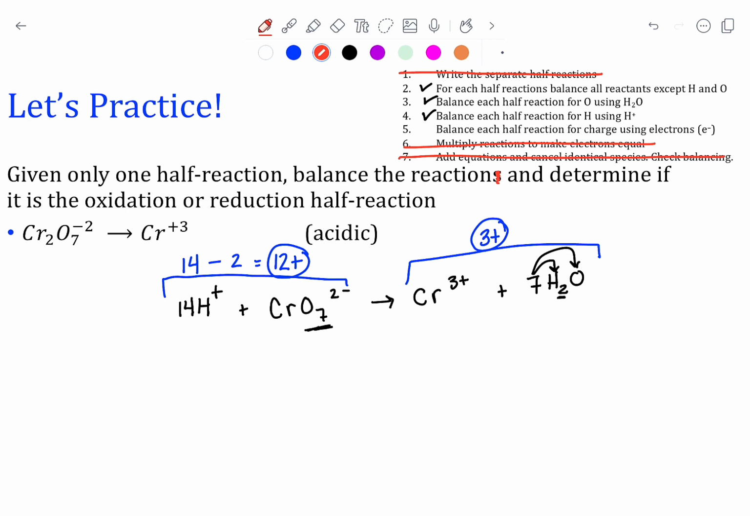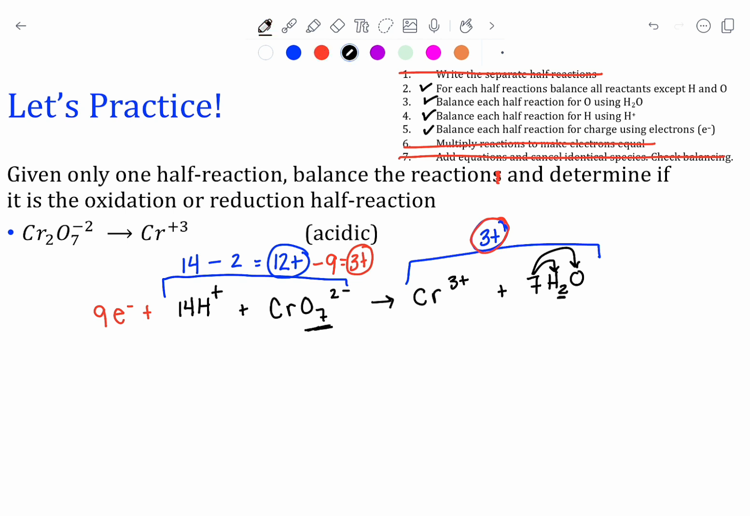We need to add the electrons to the reactant side because that's the more positive. And we need to add 9 electrons, because by adding in those 9 electrons, we subtract off 9 from that 12 plus and we get 3 plus. So we now have a 3 plus and a 3 plus, so we have charge balance. And that is our half reaction balanced using steps 2 through 5.